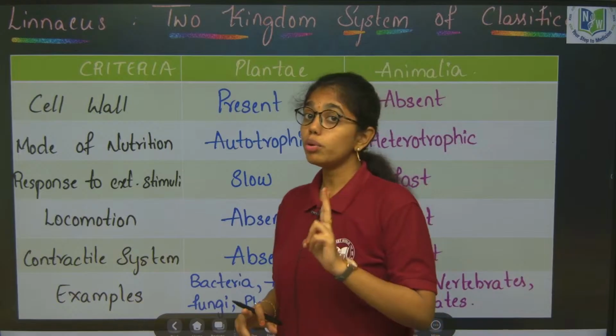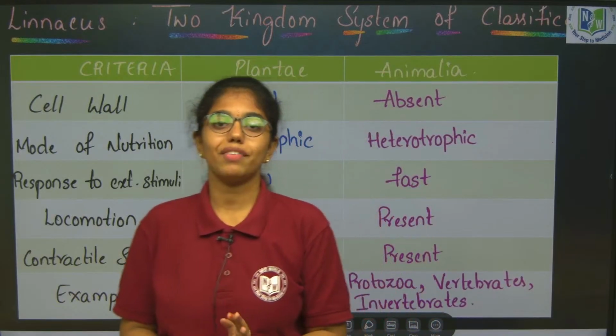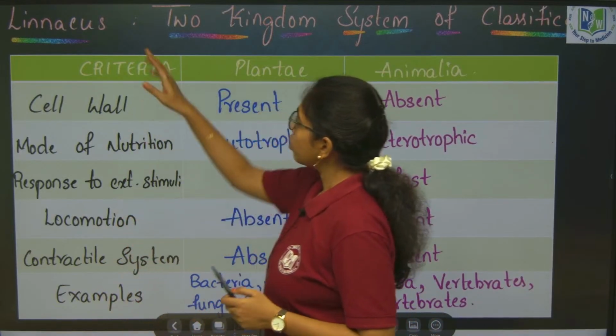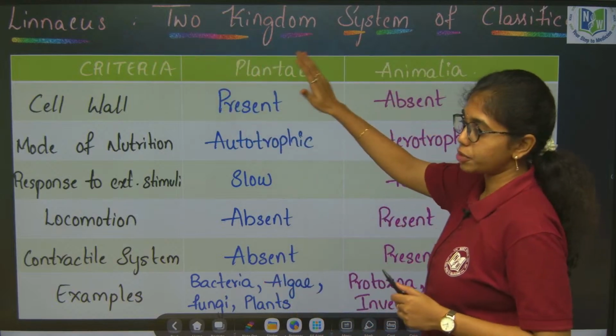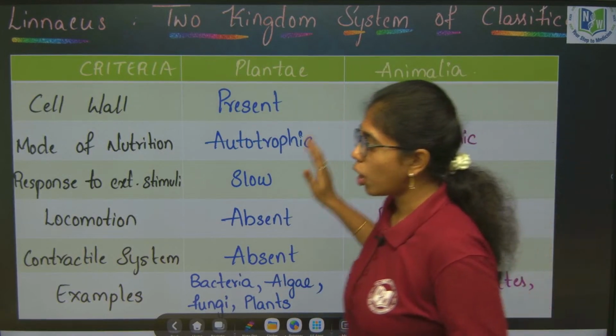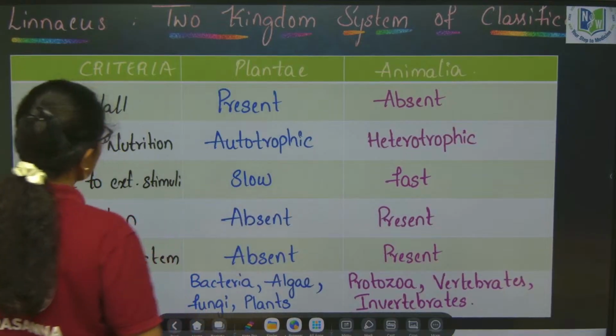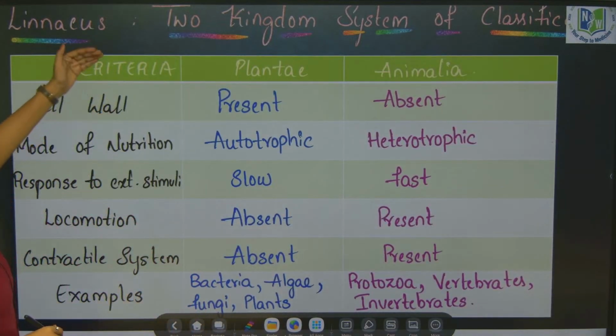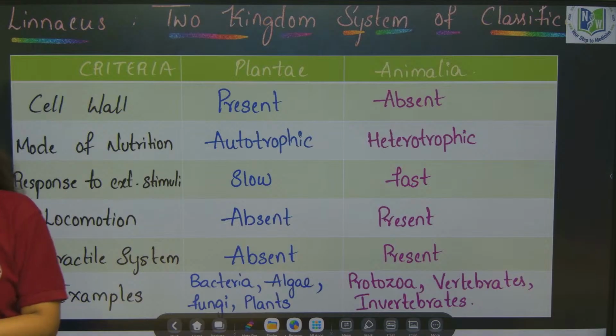Then comes the 2 kingdom system of classification, which is given by Carolus Linnaeus. It is the scientist Linnaeus who proposed the 2 kingdom system of classification. In this system, many criteria have been considered.